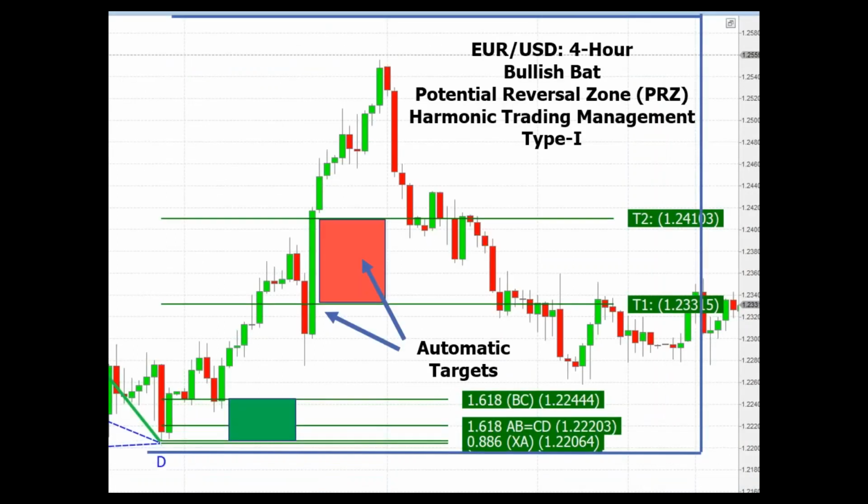Here, Euro USD on the 4-hour, the bullish bat. Again, here in the green zone, this is where we're looking to enter the trade immediately after the terminal bar completes. Then look for that 382 move up to here. Look, on that first move, we get the 125, 130 pips. And you could have an automatic cover target here on half the position.